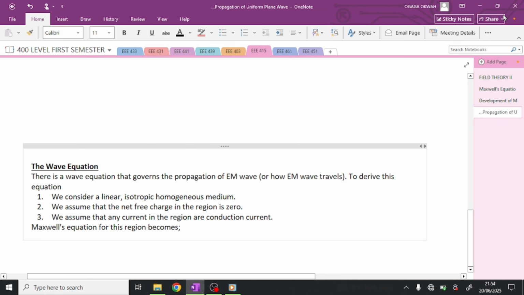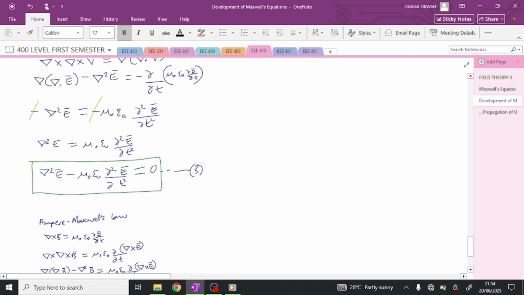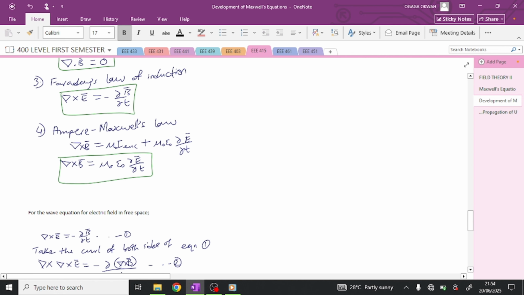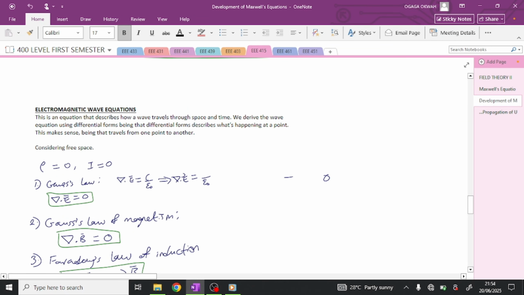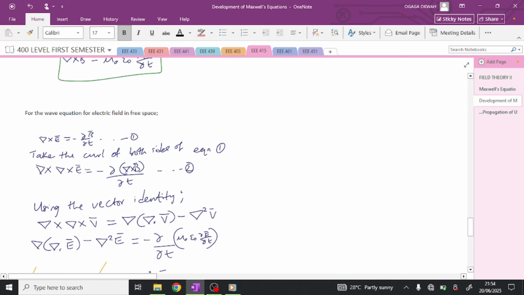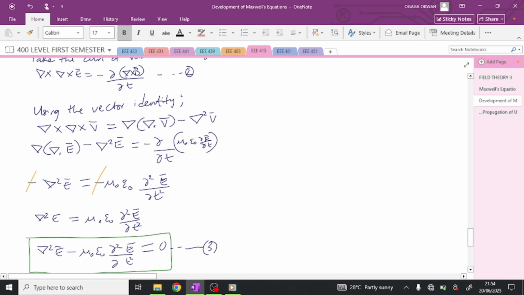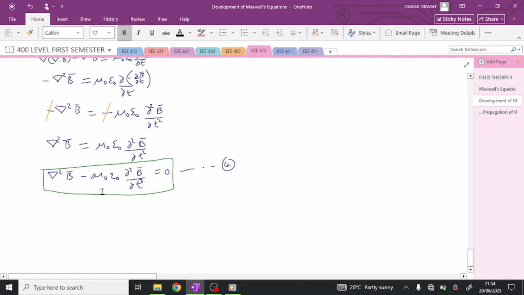Recall that in our previous video, we derived the wave equation for free space, the wave equation for electric field and magnetic field. That was done here. So this slide is from our previous video, and we derived the wave equation for electric field, and then the wave equation for magnetic field in free space. This is from the last video.